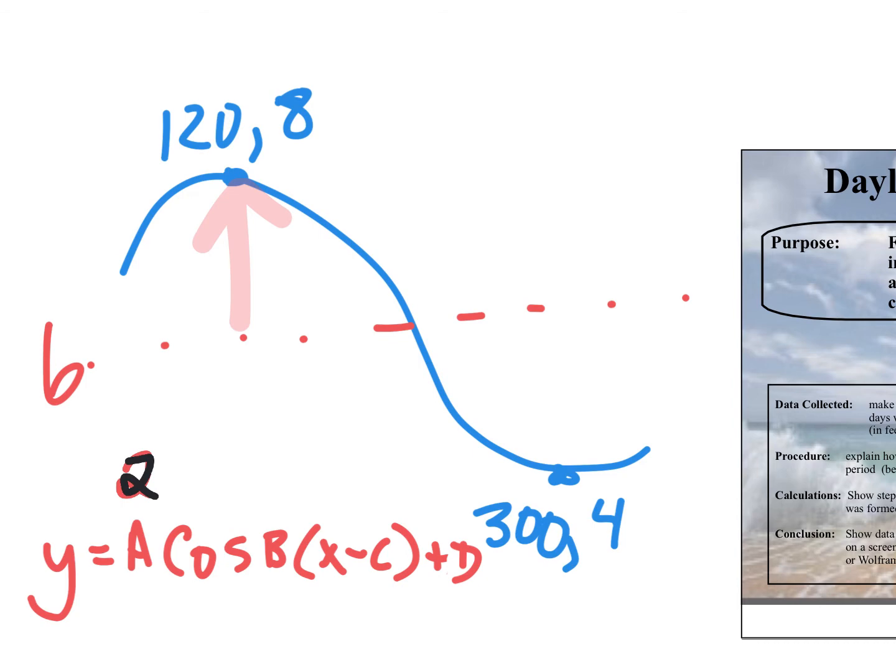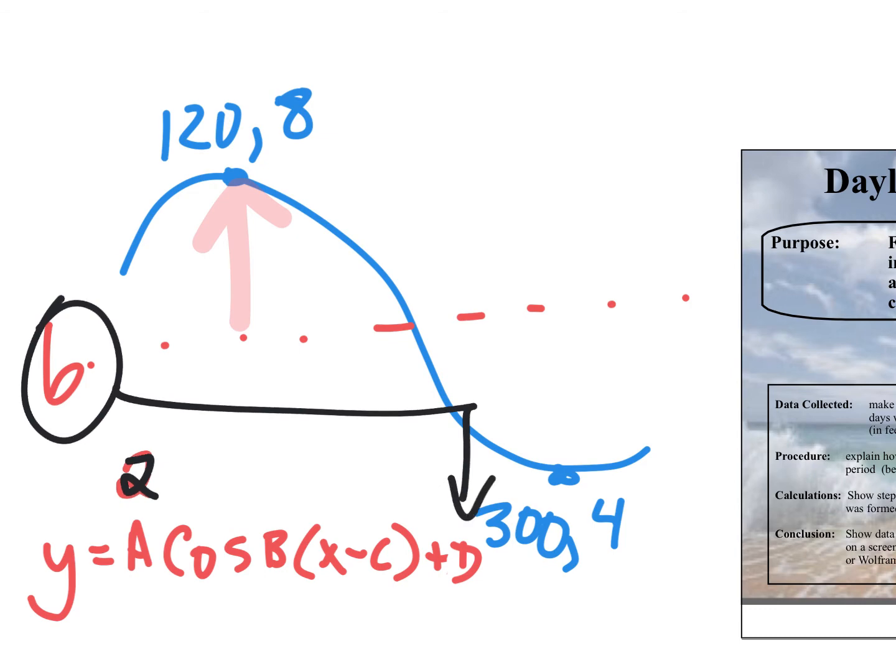A, B, C, or D? Oh, you don't know this one. The 6 is D. So it is the amount it's shifted up. Okay, so the midline is important. It gives you 2 things. It gives you the amplitude indirectly, and it is D.